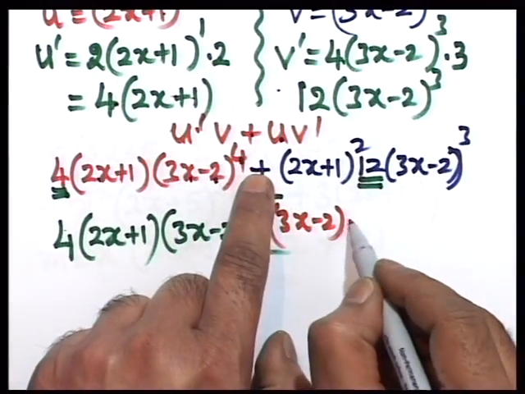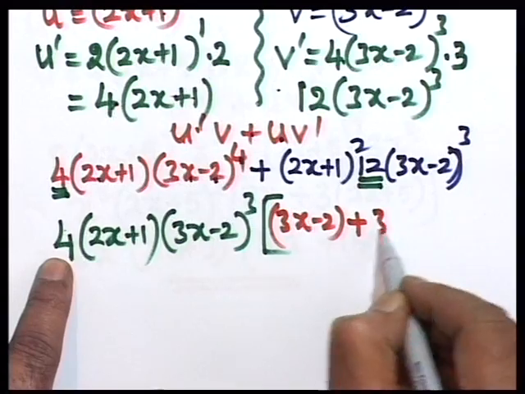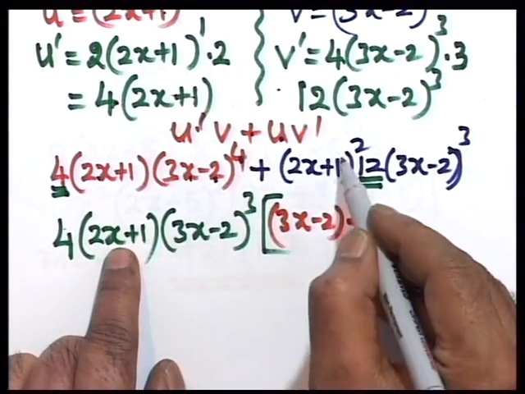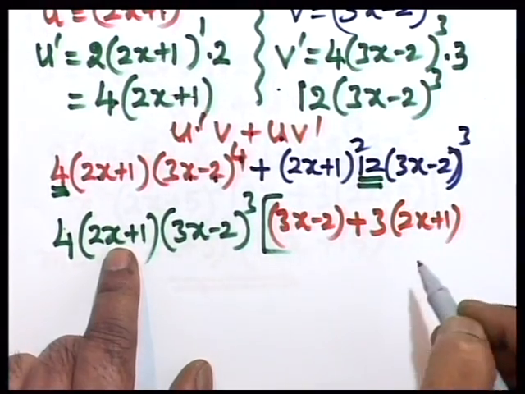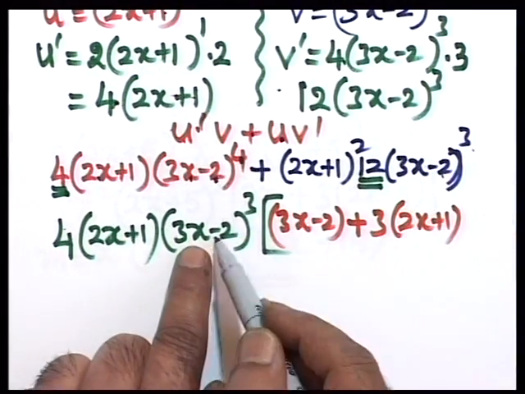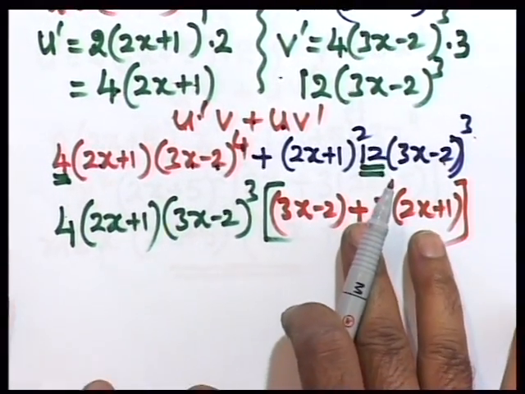That's done. Plus, in this, 4 is out. So 4 times a 3 is the 12. 2x plus 1 is gone from 2x plus 1 squared. So I'm left with one of them. Common factors, very important please. 3x minus 2 whole cubed. 3x minus 2 whole cubed is common out. So that's what I get inside the bracket.